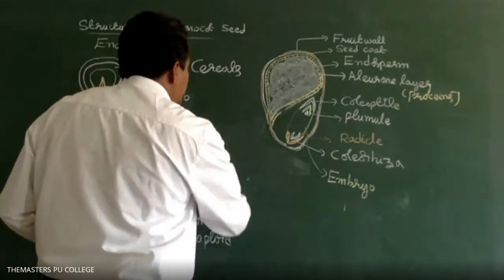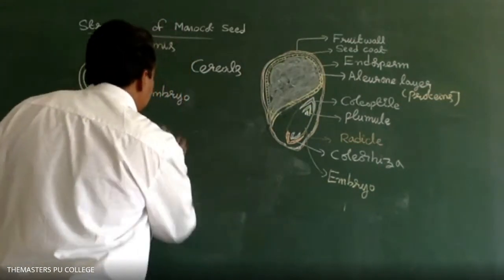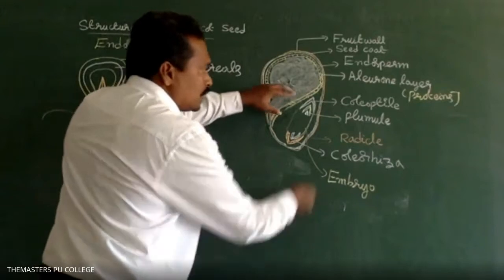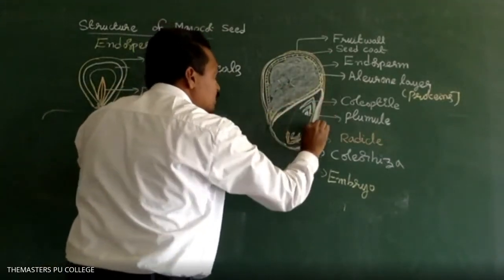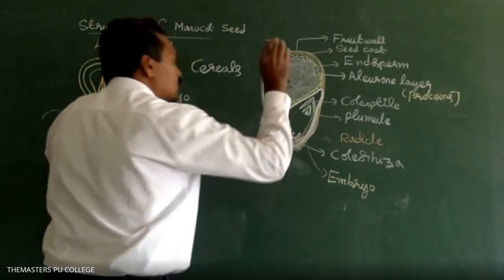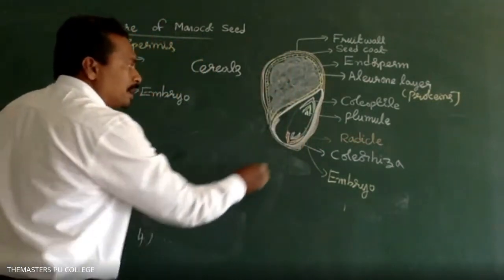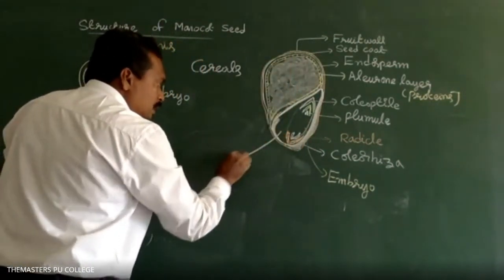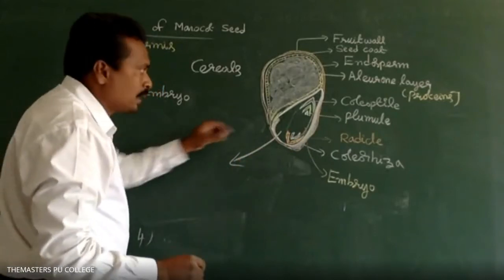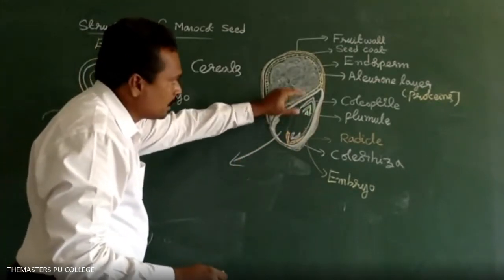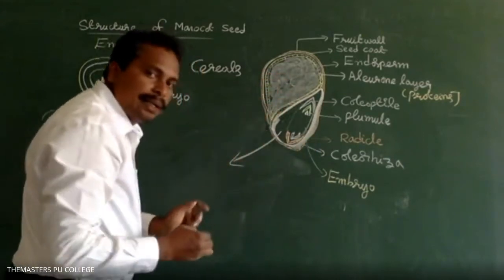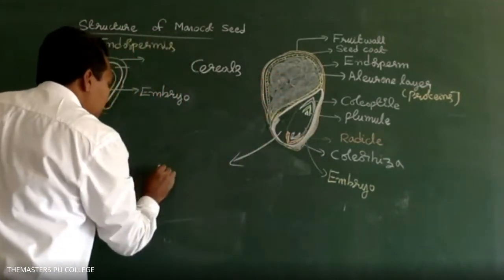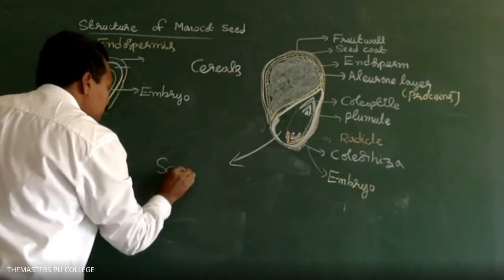Right. One shield-like cotyledon is present along with the endosperm tissue. That is called the scutellum.